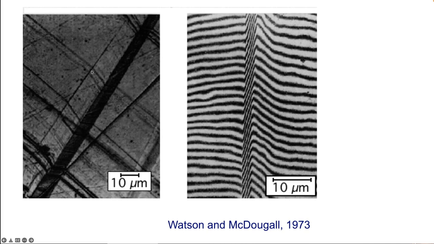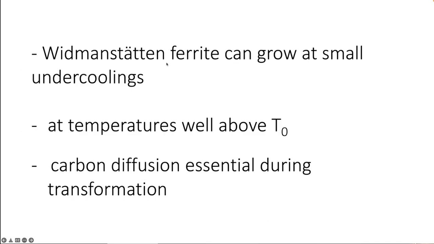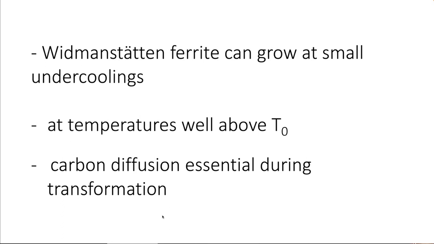So just to summarize, Widmanstätten ferrite can grow at small undercoolings, well above the T0 temperature. So there's no question that carbon must partition. So carbon diffusion is essential during transformation. So this is a displacive transformation whose growth rate is controlled by the diffusion of carbon in the austenite ahead of the interface. And the Widmanstätten ferrite never has an excess of carbon beyond that required by equilibrium, or paraequilibrium, I should say, where the substitutional atoms don't move.